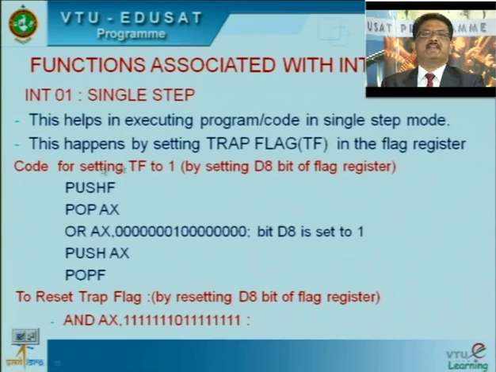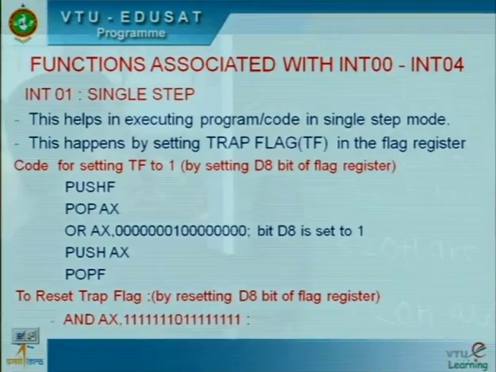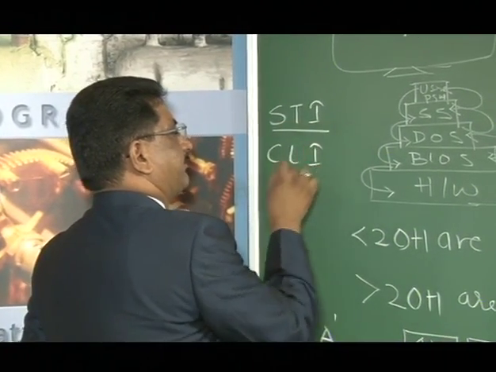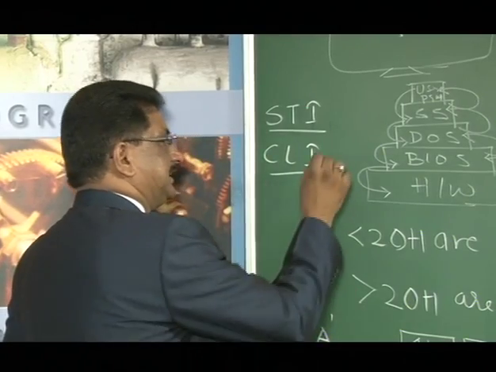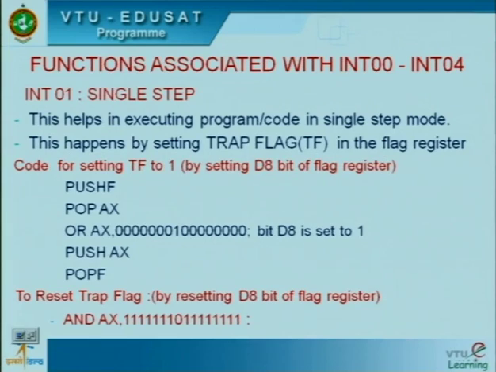Carefully observe, this could be a question in your examination. There is no specific instruction for setting or clearing the trap flag, but for setting or clearing the interrupt flag we have STI and CLI. STI sets the interrupt flag, CLI clears the interrupt flag. But we don't have any instruction for setting or clearing the trap flag. So how can I set the trap flag?